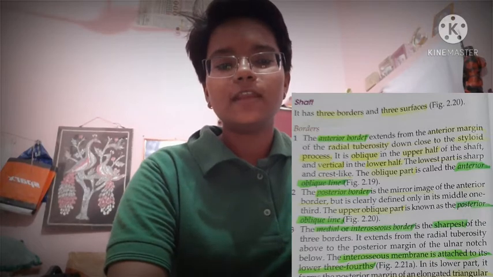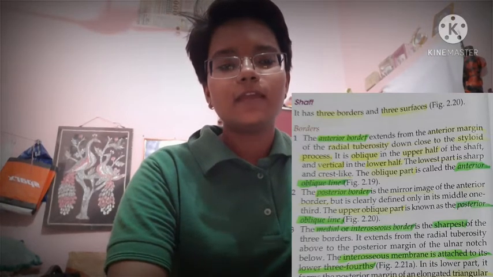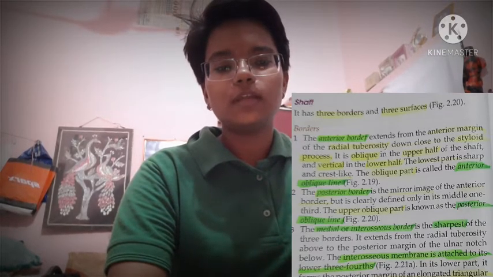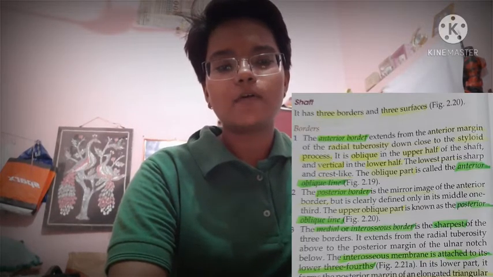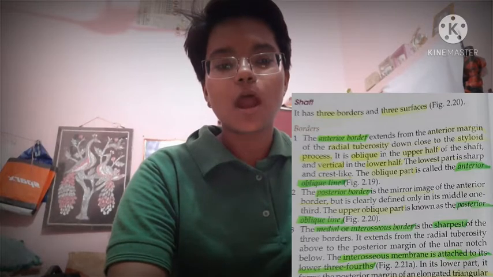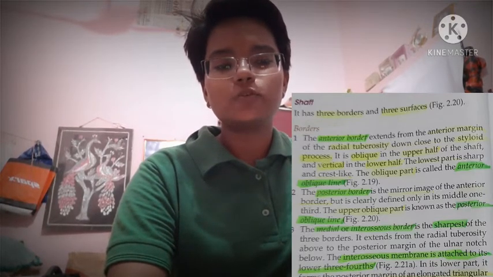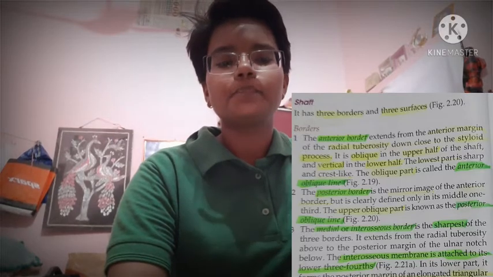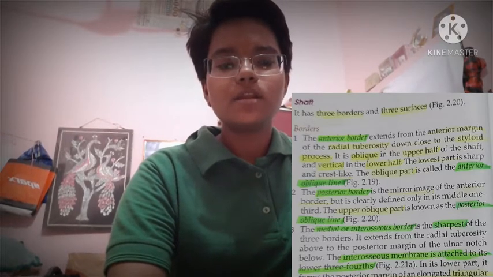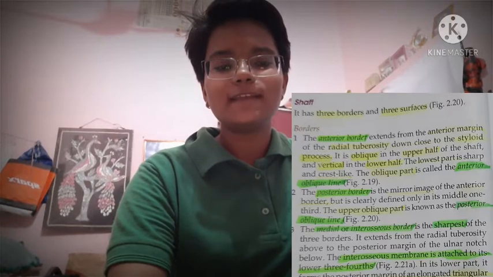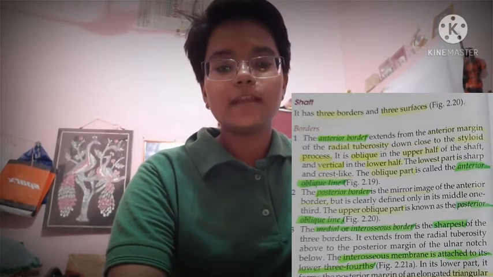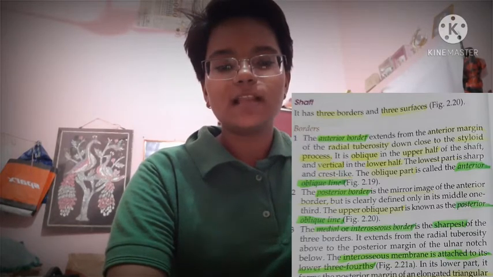Borders. The anterior border extends from the anterior margin of the radial tuberosity down close to the styloid process. It is oblique in the upper half of the shaft and vertical in the lower half. The lowest part is sharp and crest-like. The oblique part is called the anterior oblique line. The posterior border is the mirror image of the anterior border but is clearly defined only in its middle one-third. The upper oblique part is known as the posterior oblique line.